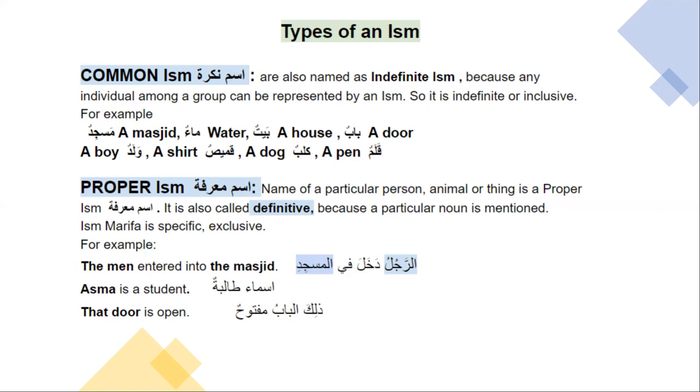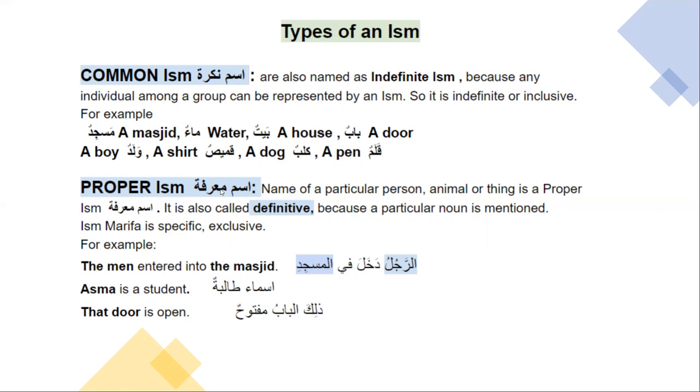This tanween also denotes that it's singular. A door, babun; a house, baitun; a masjid, masjidun. So this tanween tells us that it's ism nakira and also tells us that it's singular, one in number.